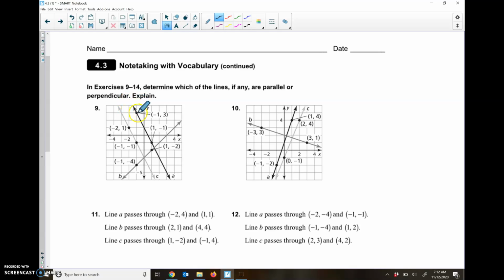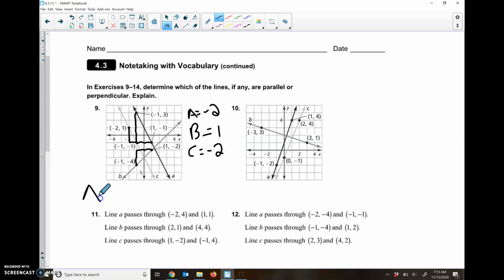And we can see that line A has a slope of down 1, down 2, down 3, down 4 over 2. So line A has a slope of -2. Line B has a slope of up 1, up 2, right 1, right 2, so 2 over 2, which is 1. Then line C has a slope of down 1, down 2, over 1, so -2.